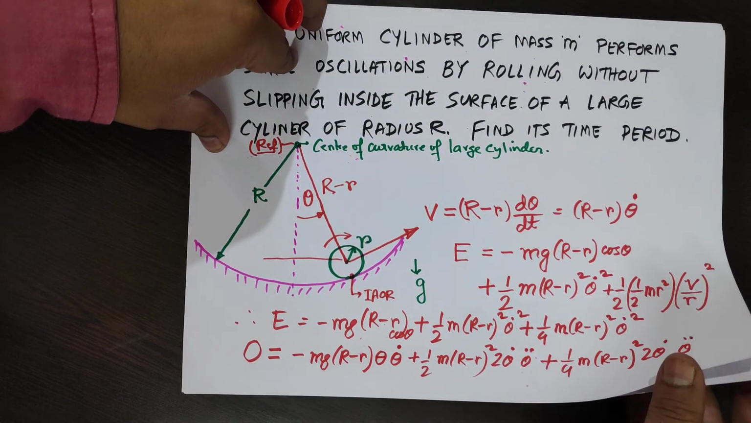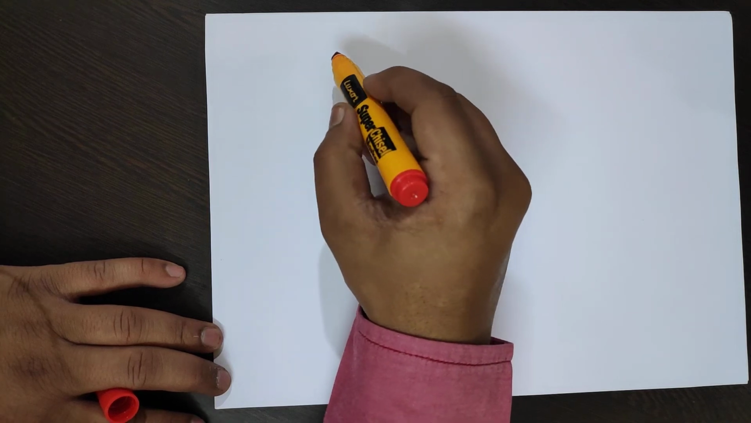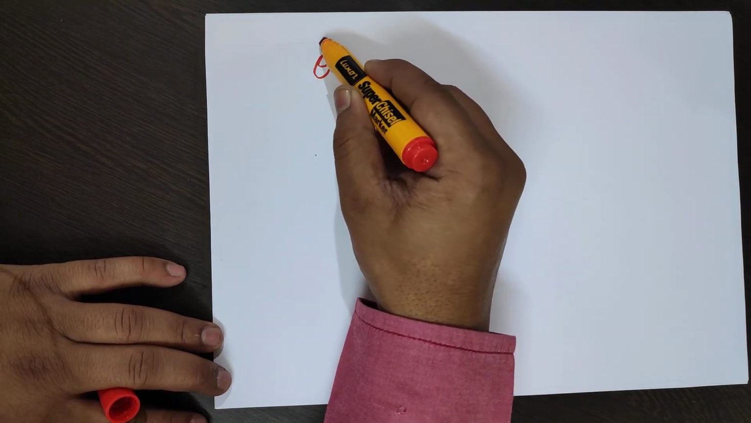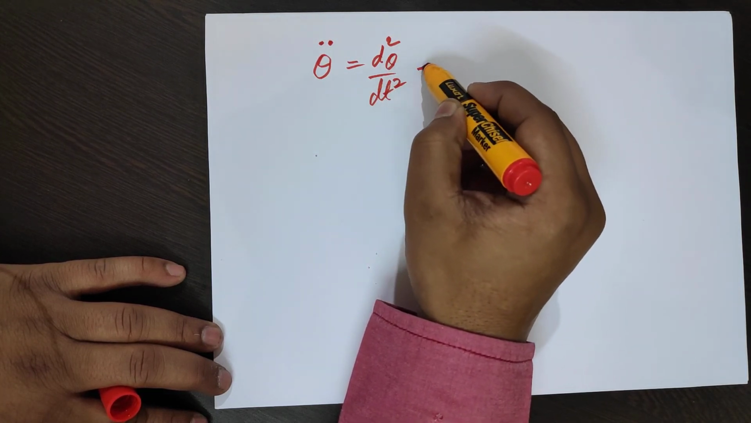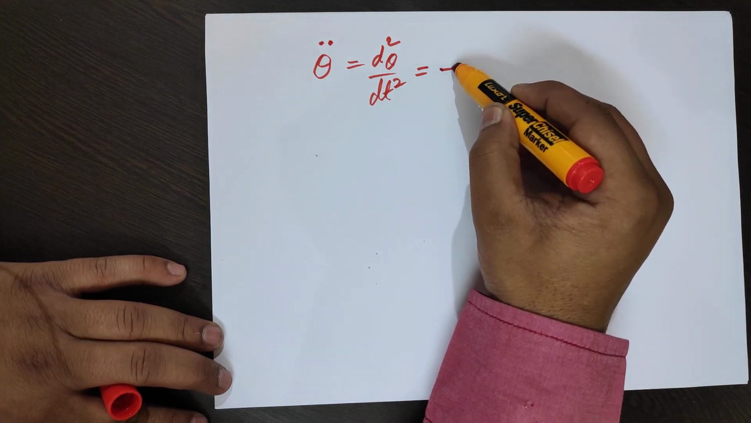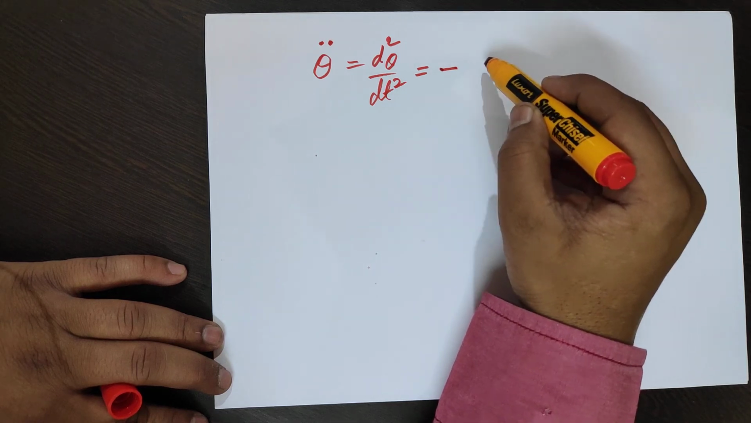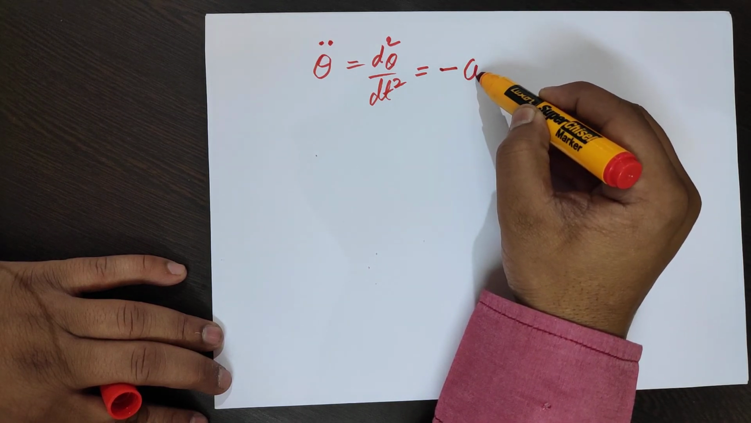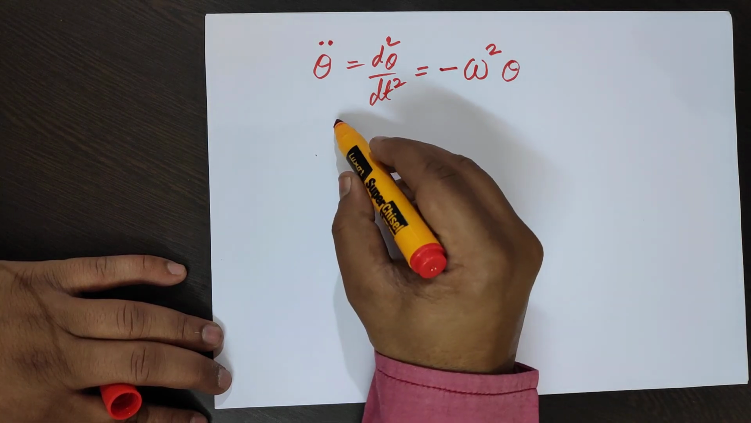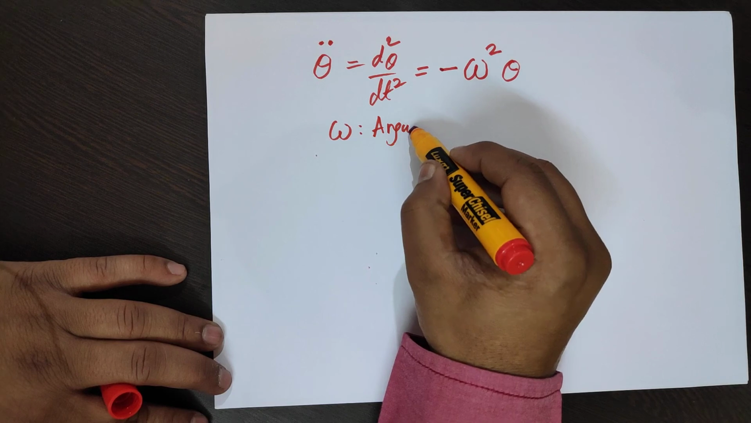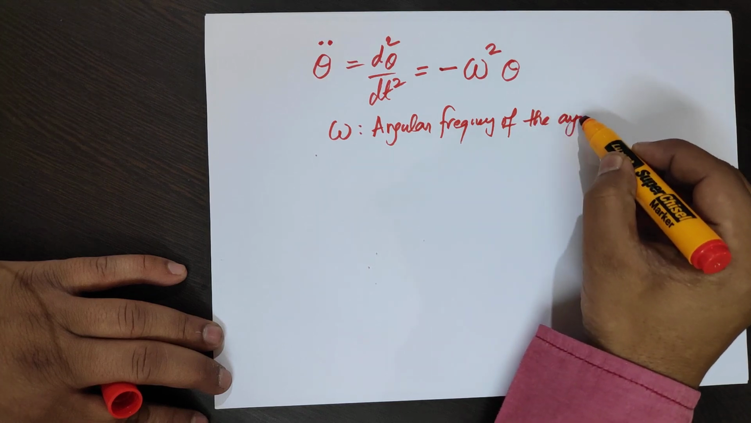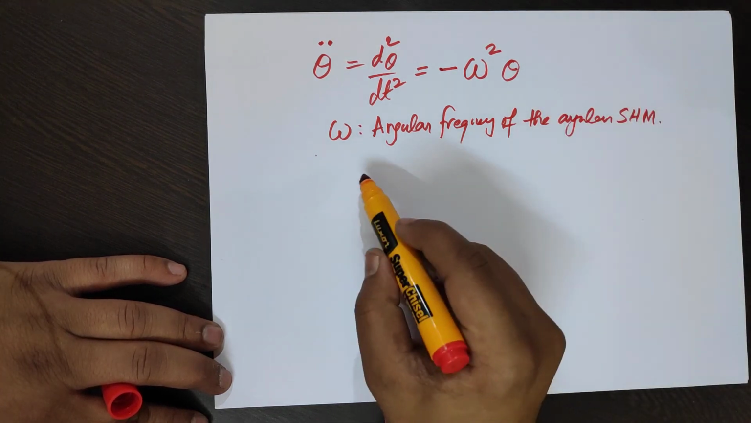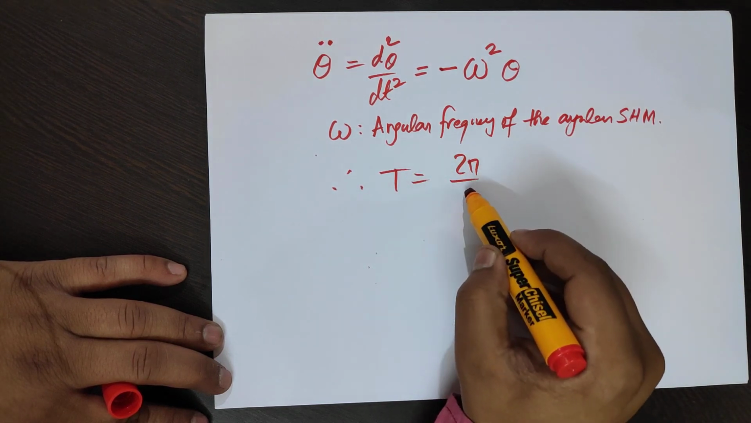After simplifying this, you'll get, see, the calculations you do yourself. There theta dot will cancel, so theta double dot, meaning d2 theta by dt square, equals a term of this form: minus some constant into theta, so we'll write that as minus omega square times theta. This omega is the angular frequency of the angular SHM, so the time period we can find out as 2 pi by this omega.